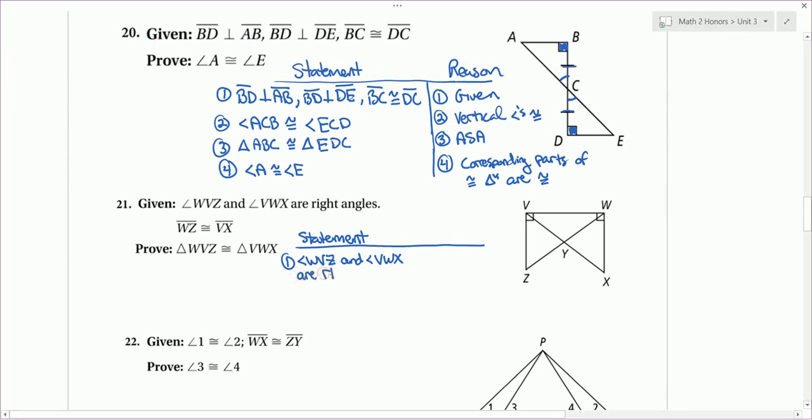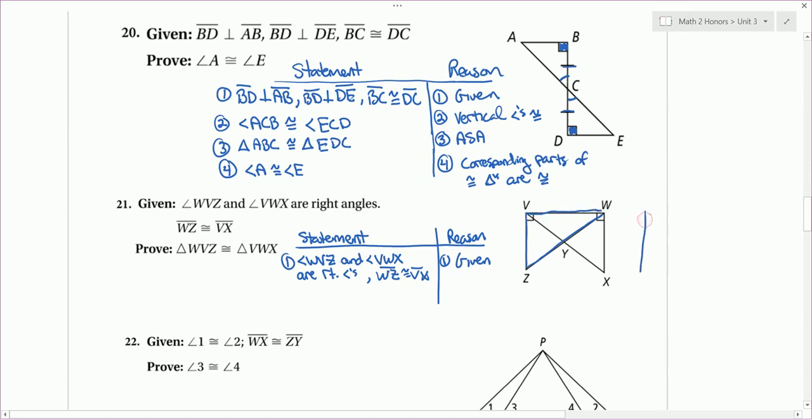And they also let us know that WZ is congruent to VX. Those are given. Look at the picture, we can see a little bit what's going on here. But notice in our picture we have the overlapping triangles, and so I'm going to separate those overlapping triangles. Whenever you have overlapping triangles, it's always a good idea to separate them.